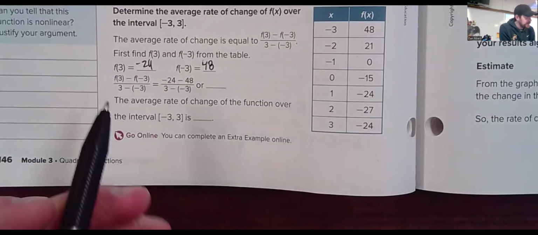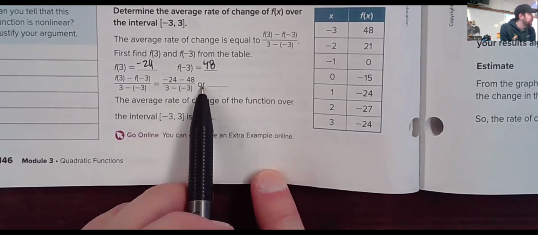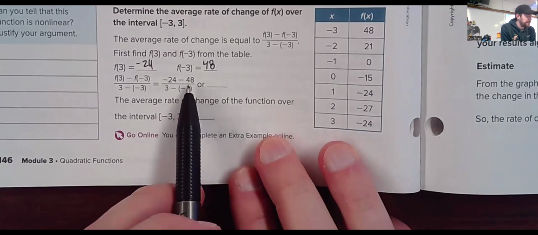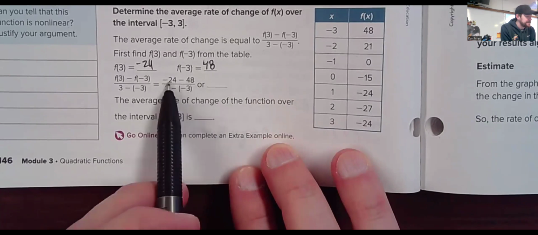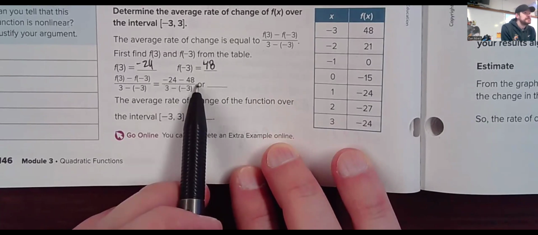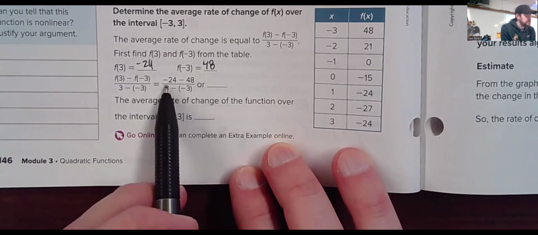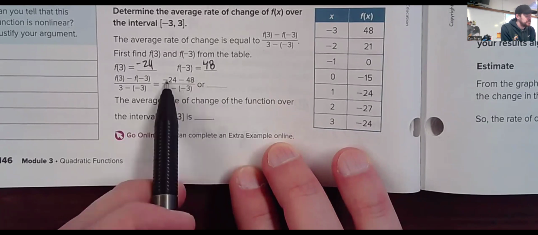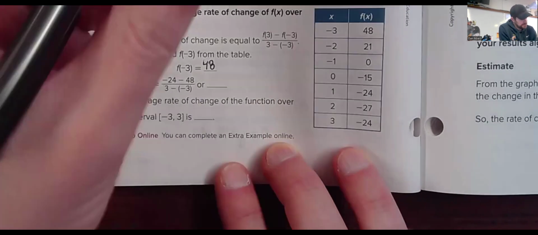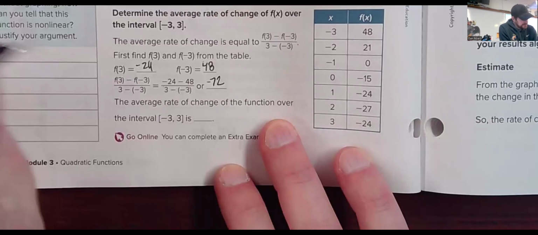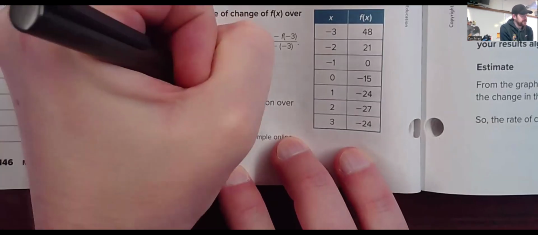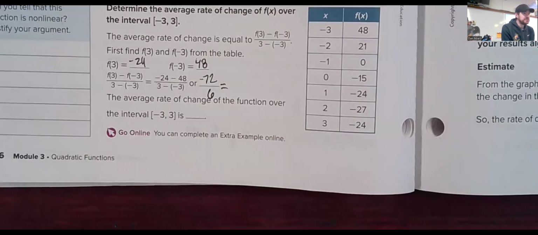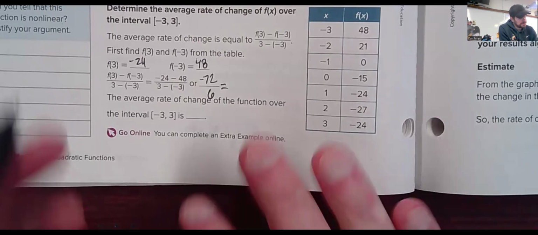So negative 24 minus 48 would be what? Negative 72. 3 plus 3 is 6. So that's what? Negative 12? Yeah, all right, negative 12.